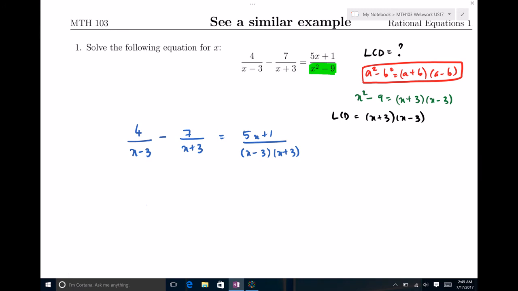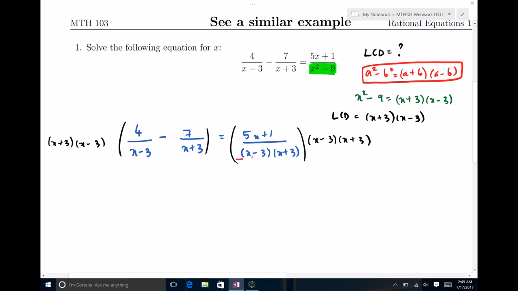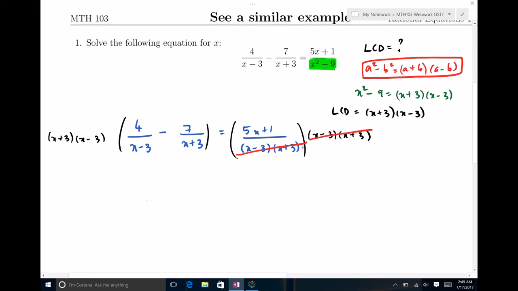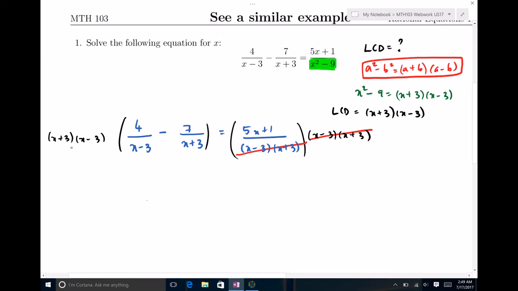And now I'm going to multiply the LCD on both the sides of the equation. So I'm going to multiply on the left hand side x plus 3 times x minus 3, and on the right hand side as well I multiply x minus 3 times x plus 3. Now on the right hand side you can straight away see that the denominator and the numerator both have x minus 3 times x plus 3, so those terms get cancelled. But on the left hand side we have to multiply these terms out carefully.